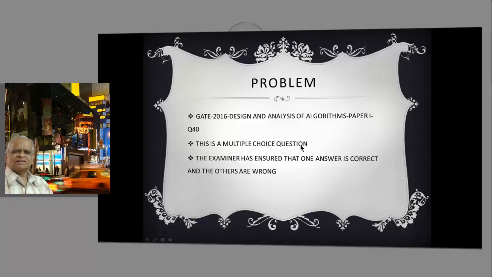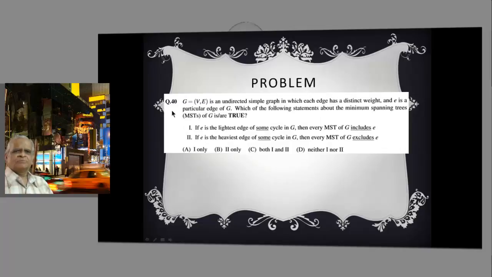It's a multiple choice question. There are 4 choices. The examiner ensures 1 choice is correct and 3 choices are wrong. Here is the problem, question 40. We are given a graph. V is the vertices, E are the edges.